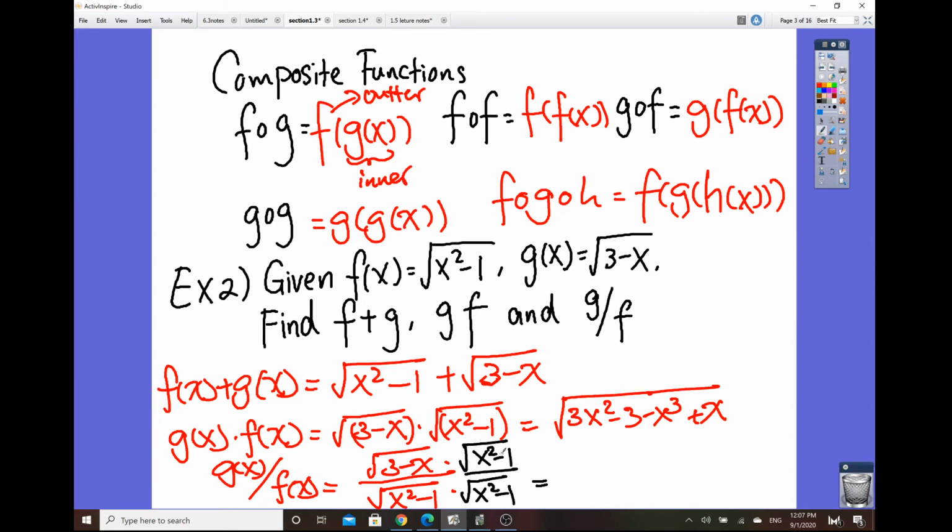So the top portion is just like what we got for the previous one, which is square root of 3x squared minus 3 minus x cubed plus x. See that everything is inside the radical? And then for the denominator, once you multiply the exact same radical, it's just x squared minus 1. Again, nothing we can simplify here. And once again, as long as you don't see any radical down the bottom, that means it's the simplest form.